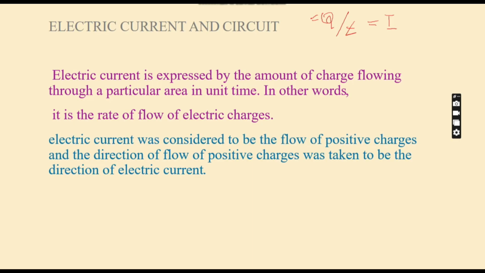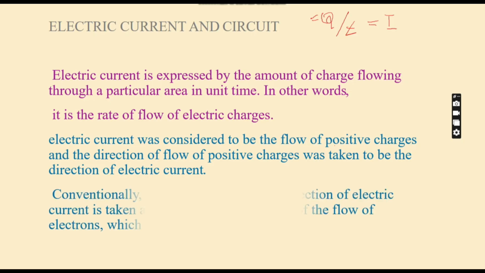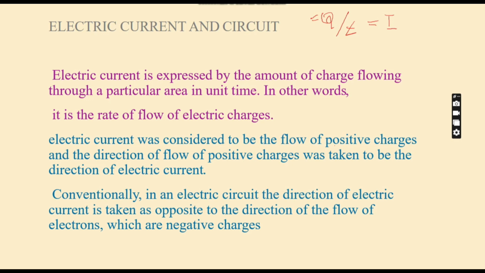There are two types of electricity: conventional current and electron flow. The conventional current is the flow of positive charges, and the flow of positive charges was taken to be the direction of electric current. The electron flow is opposite to the direction of conventional current.